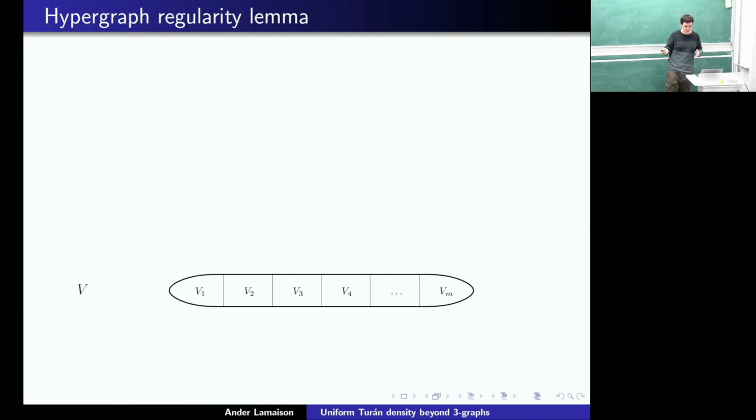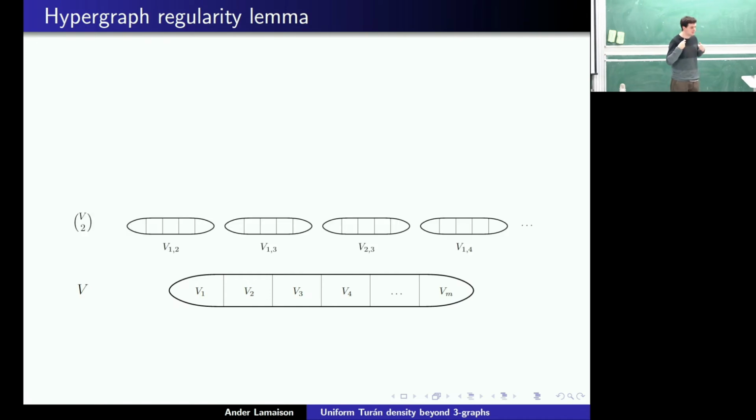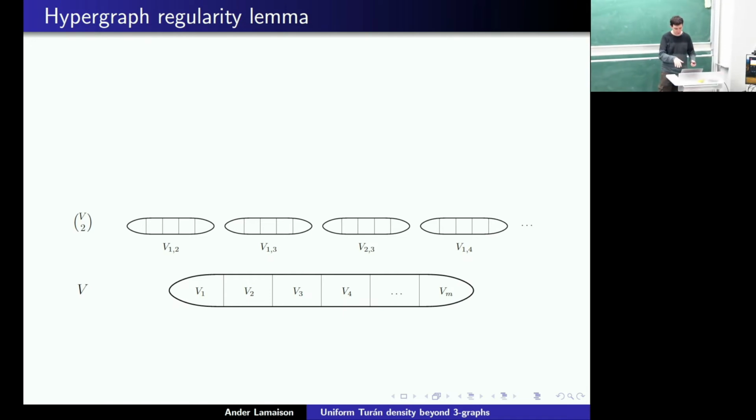So that's for graphs. If you're working with 3-uniform hypergraphs, not only do you get a partition of the vertex set, you also get a partition of the set of pairs of vertices. And in a certain way, this partition refines the first one, in the sense that if you look at the pairs of vertices between V1 and V2, for example, you get a refinement of that. Between V1 and V3, you get a refinement of that, etc.